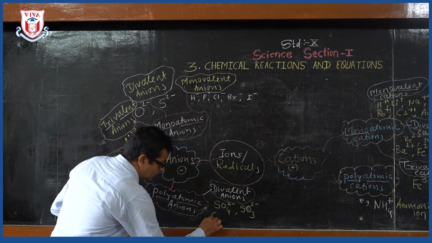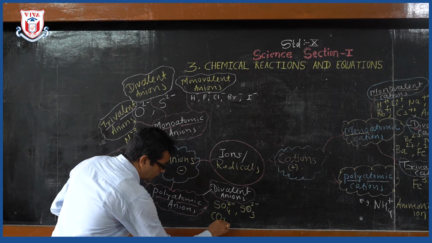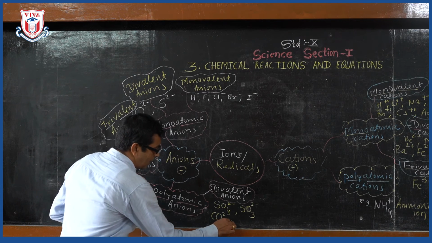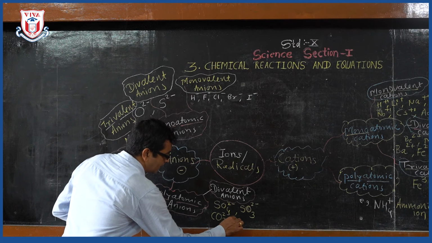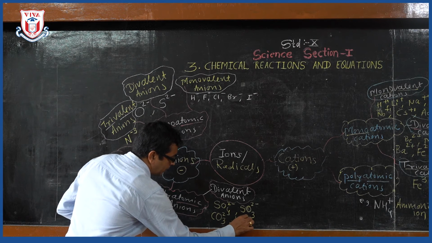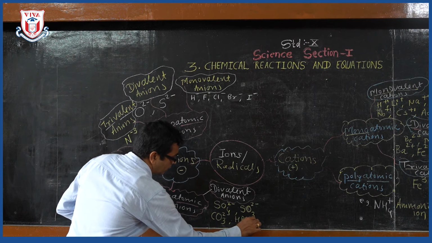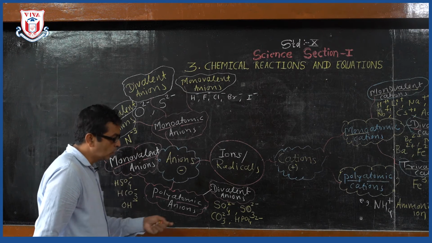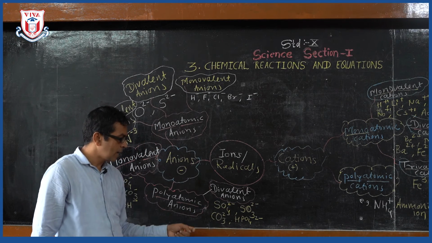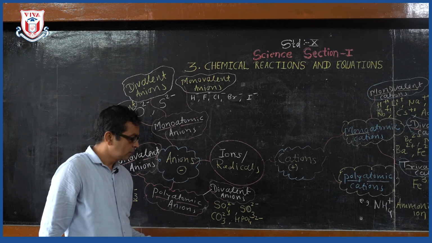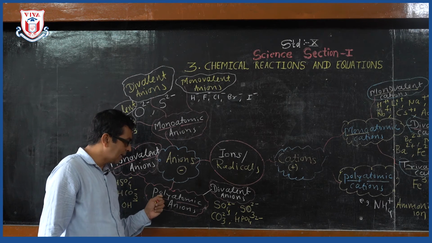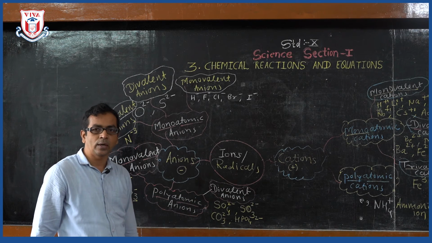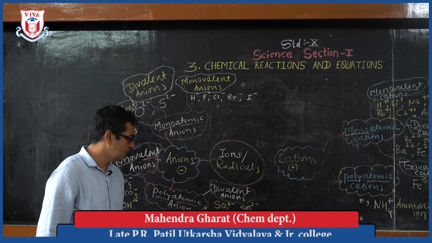You can write CO3 2 minus, carbonate. I can write here HPO4 2 minus. Okay, so these are the anions having more than 2 atoms. So definitely they are polyatomic, but their valency is what? It is 2, and that's why they are called divalent.